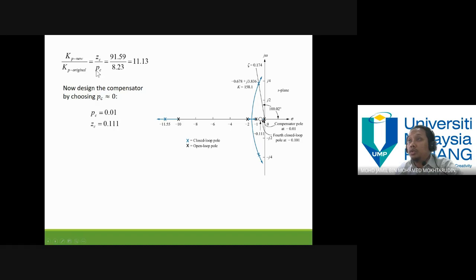So you can choose your PC value and ZC value. First we choose PC. To design a lag compensator, we choose a PC value first. We choose a very small PC value, approximately zero. In this case, we choose PC equals 0.01. So if PC equals 0.01, then ZC equals 11.13 times 0.01. So you get 0.111.